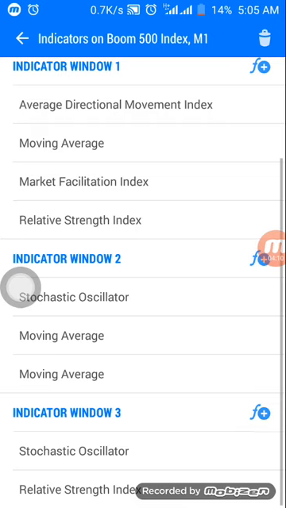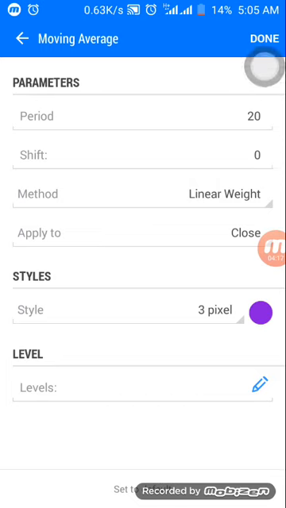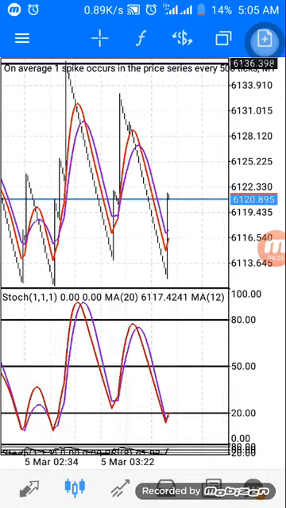After that, you add the same moving averages on your main chart, which is the average of 20, 0, linear weighted, close, and 12, 0, linear weighted, close. Okay, that's just the simple things we have here.